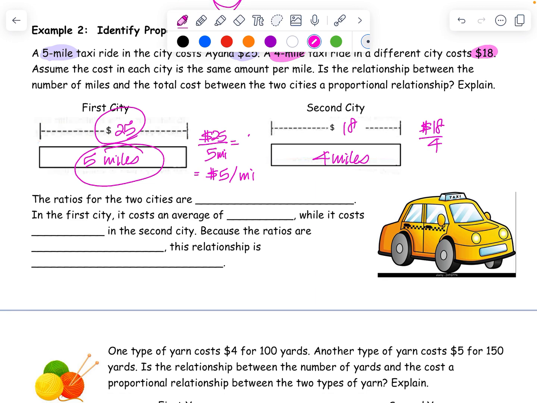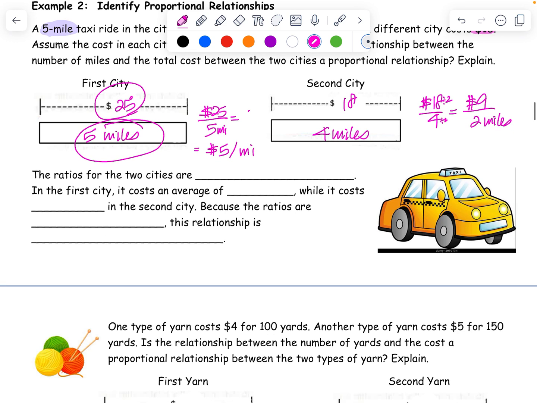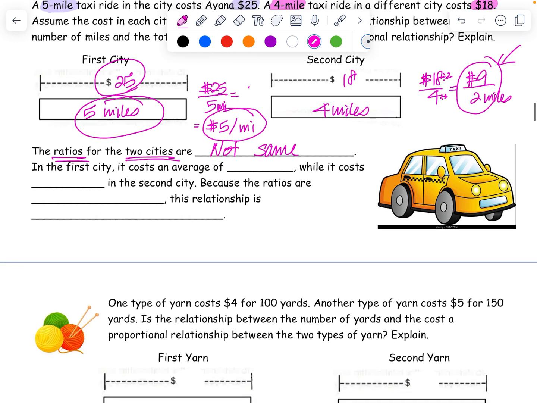For this one, when you simplify, you can divide top and bottom by 2. So this comes out to $9 for 2 miles. You don't even have to simplify anymore. 5 over 1 is not the same as 9 over 2. You can't simplify this anymore. So you can see how the ratios are not equivalent. The ratios for the two cities are not the same, not equivalent.